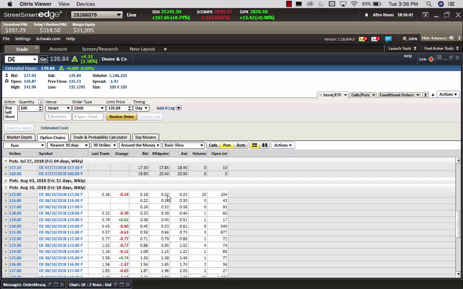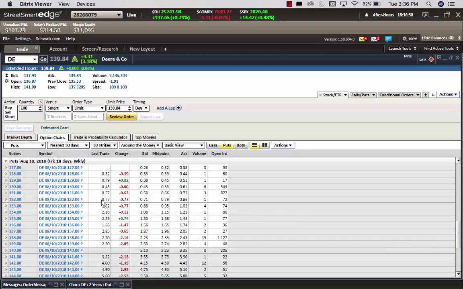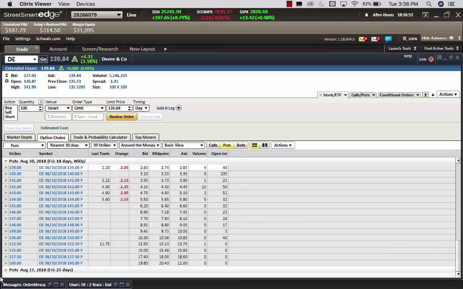Sometimes $220 is better than nothing for sure. And this stock going down to 125 is not very likely. The last thing we could look at is to see what happens if we go out to August 27th.